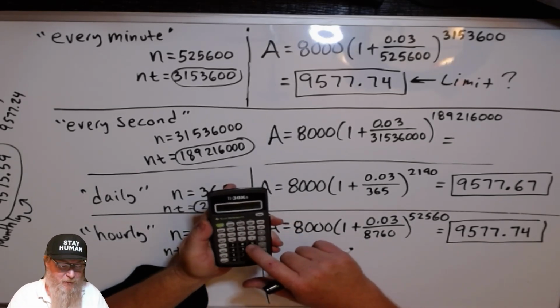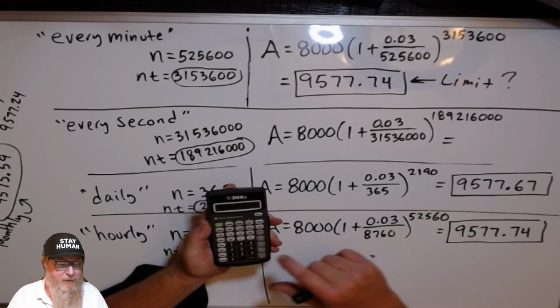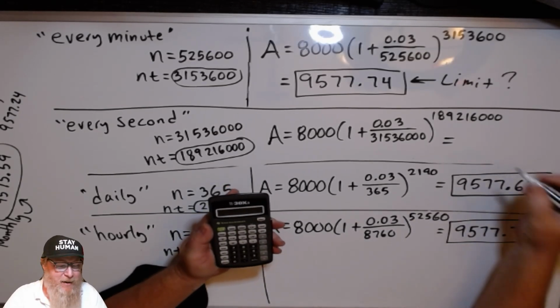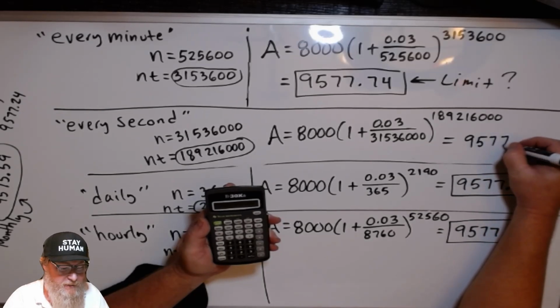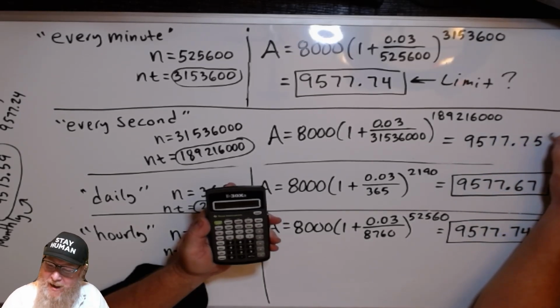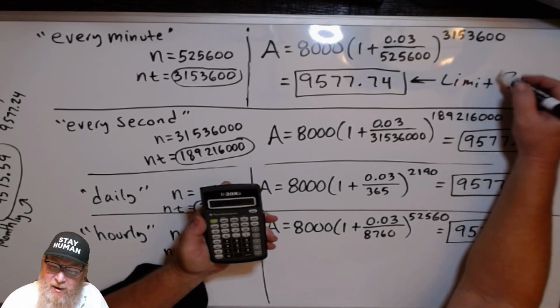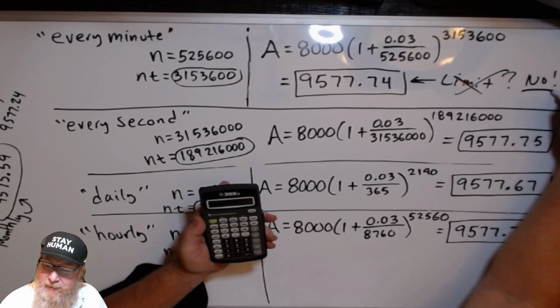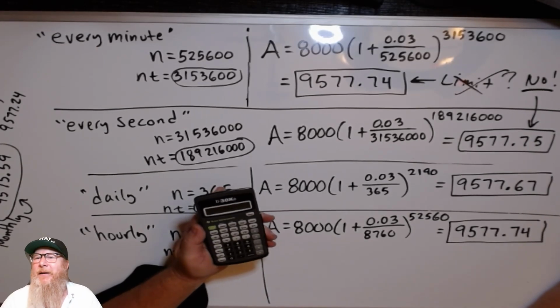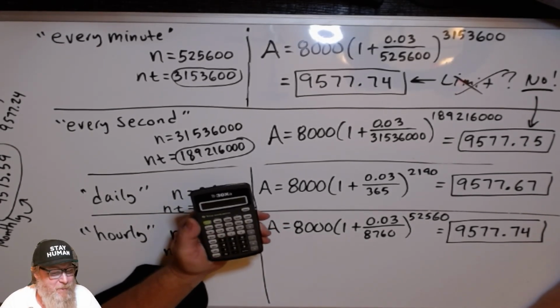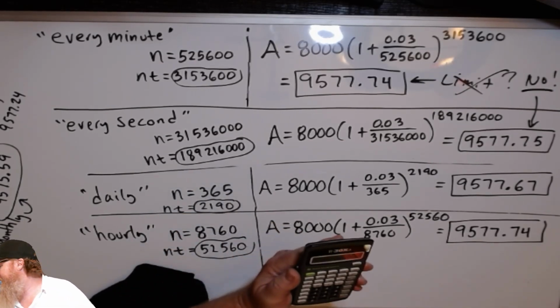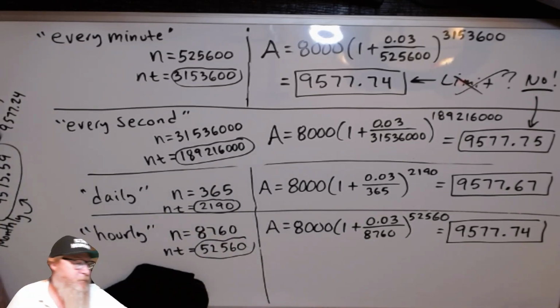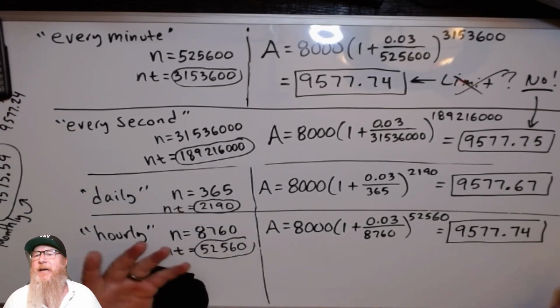And then I'm going to multiply that by 8,000. I got my extra penny. 9,577.75. So no, I got my extra penny. I got one more penny by squeezing in an extra time. Yeah. Well, that is the concept of a limit.